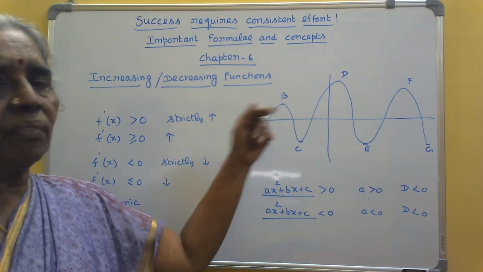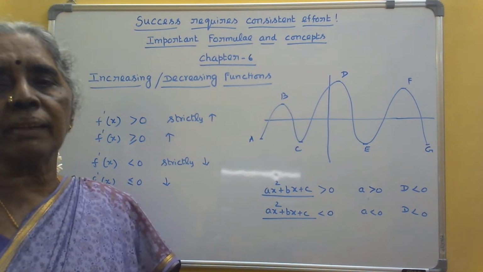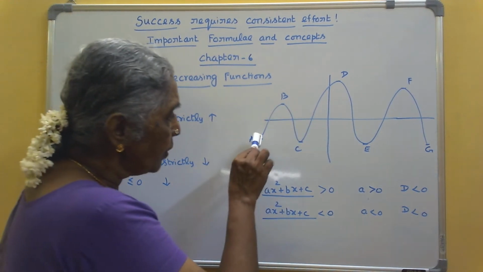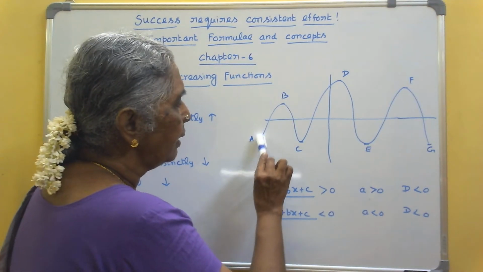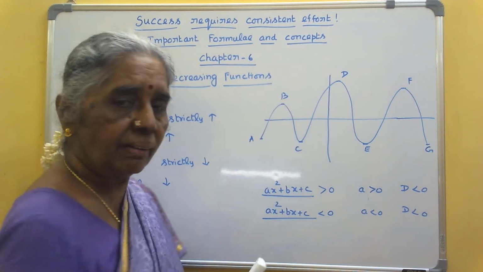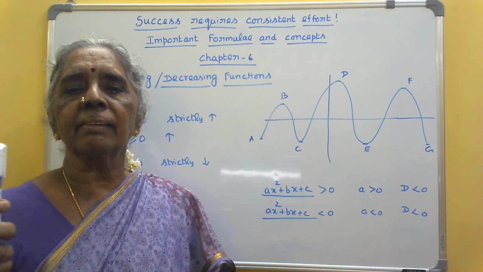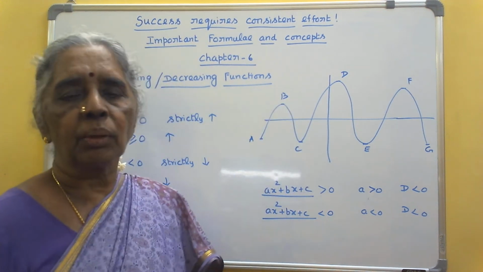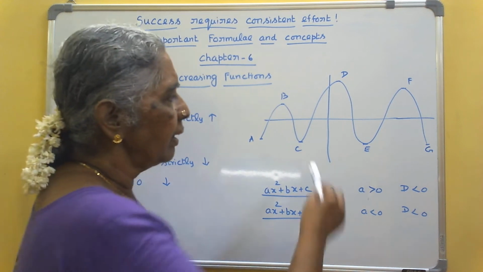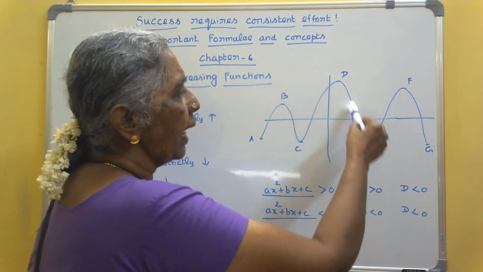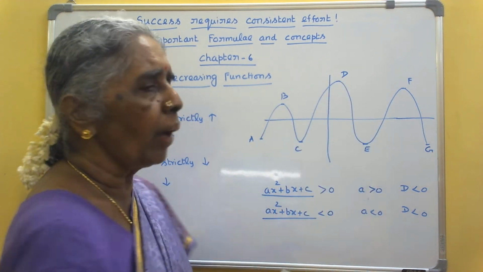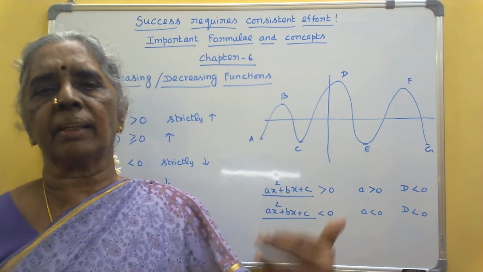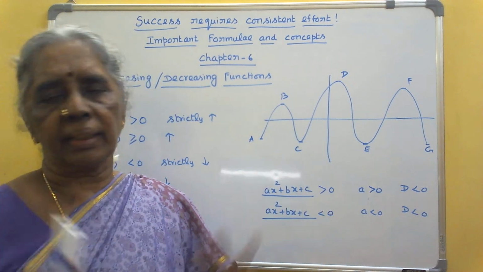Just look at this graph. This is some function y is equal to f of x. If you see from this point to this point, the curve goes up, right? That is an increasing function. From B to C, if you look, it is just coming down. That is a decreasing function. Then again it goes up, again it comes down, like that. You have the increasing as well as the decreasing functions alternately.